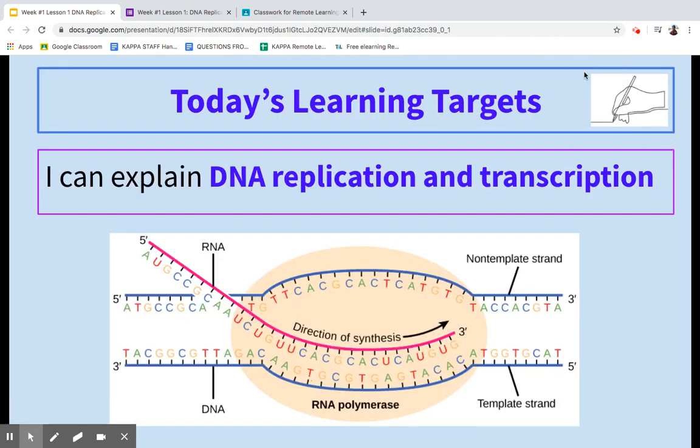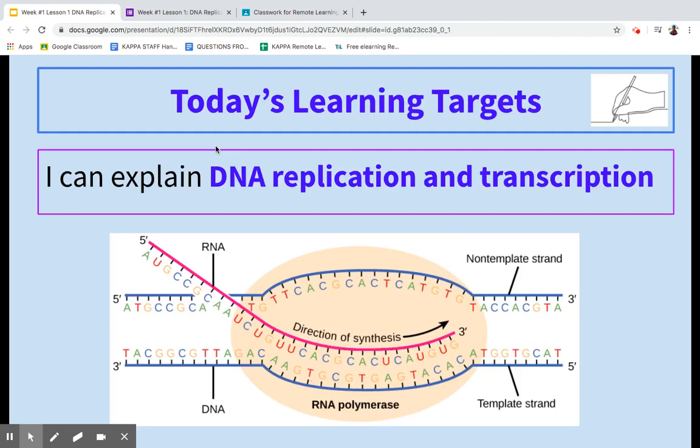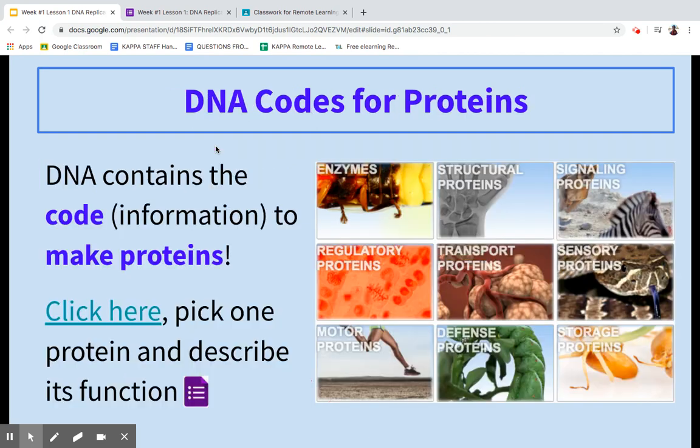again, we're seeing this icon over here at the top right corner, which means you should be writing this down. So today's learning target is I can explain DNA replication and transcription. If you need to pause the video to write that down, you can do that now. So DNA replication and transcription are two processes that DNA can go through.